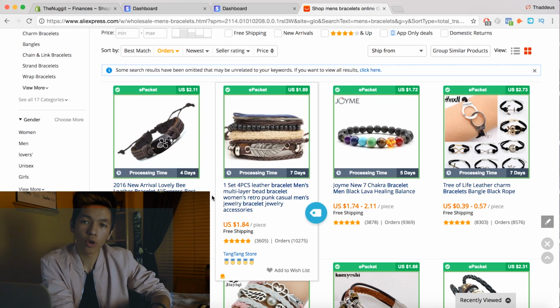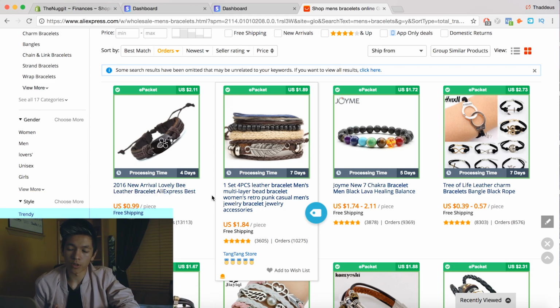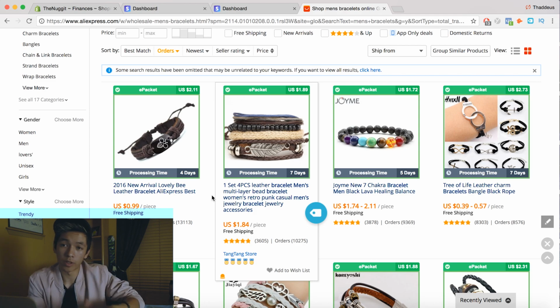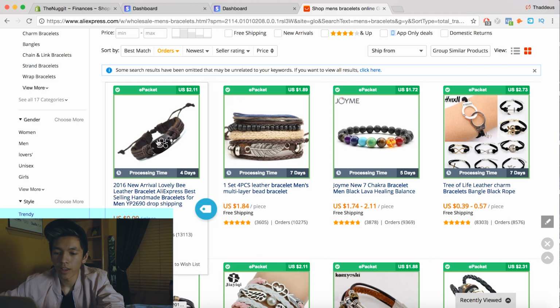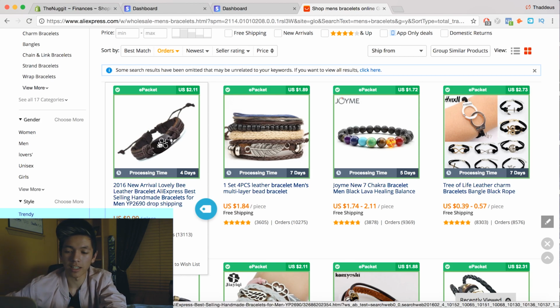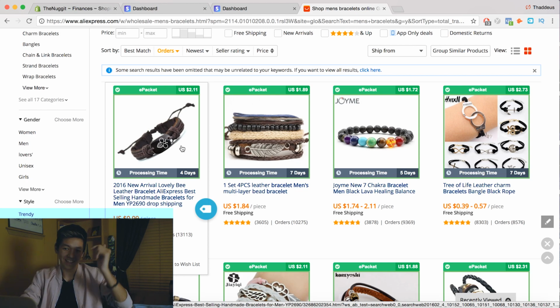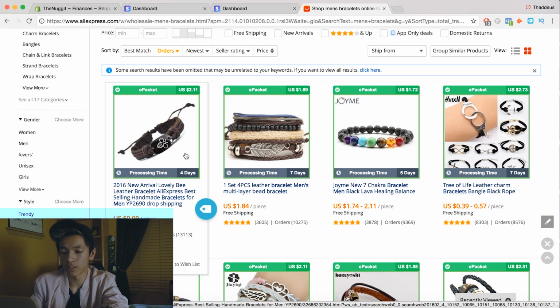Now, how do you know what products are selling? Well, all these other sites are dropshipping from AliExpress. These products with the most orders are probably being dropshipped the most, which means they're trending right now, they're hot, okay? Like this one, it's a bee bracelet, guys. The whole bees going extinct thing, I'm sure someone's capitalizing on that. That's genius. That's 13,113 orders, all right?